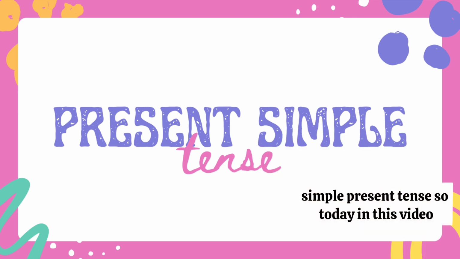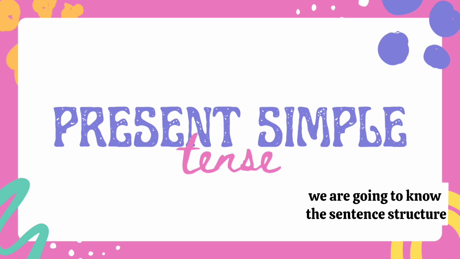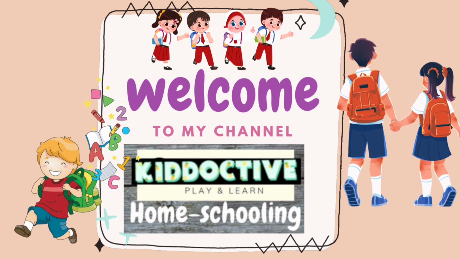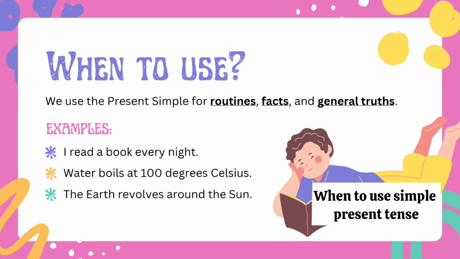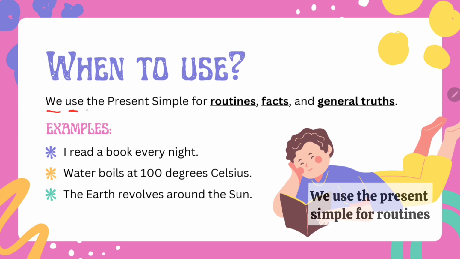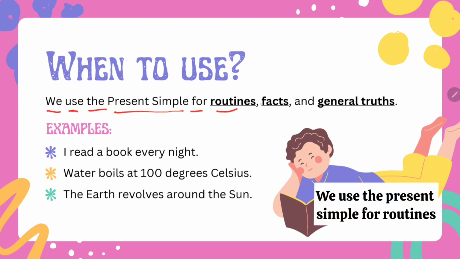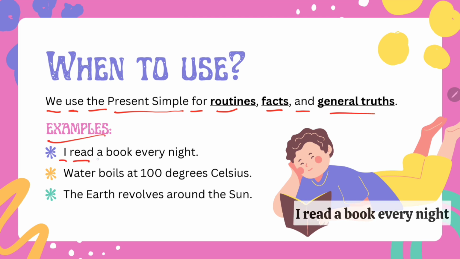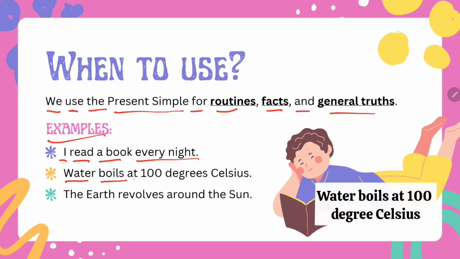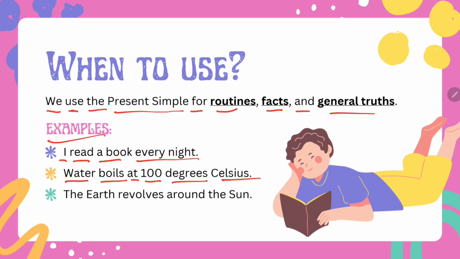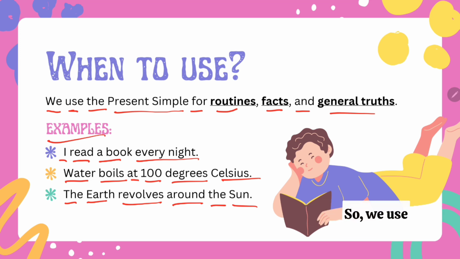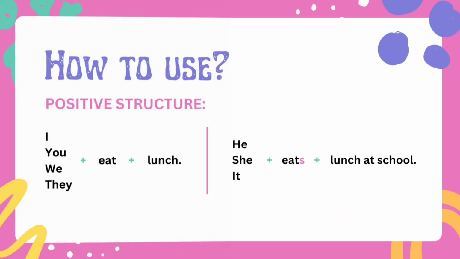Today in this video we are going to learn the sentence structure, how to write simple present tense. Okay? So let's start. When to use simple present tense? We use the present simple for routines, facts and general truths. Example, I read a book every night. Water boils at 100 degrees Celsius. The earth revolves around the sun. So these are the facts, so we use present simple tense.